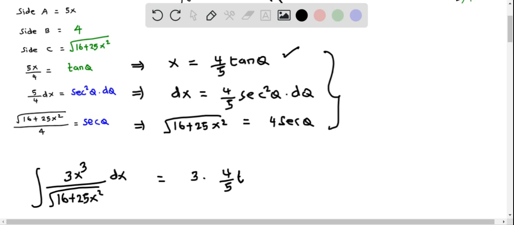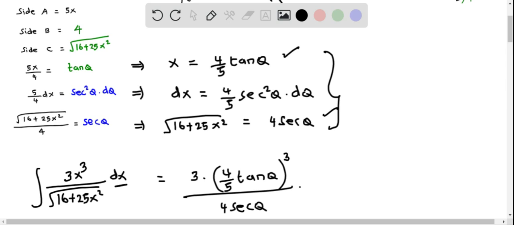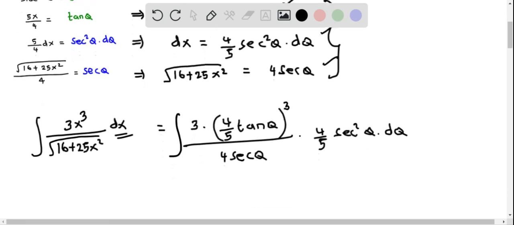So therefore, this becomes 4/5 of tangent q, quantity cubed, over this expression 16 plus 25x squared. I can write it as 4 secant cubed. So this becomes 4 times secant cubed. And then times this dx can be replaced as this expression, that is 4/5 of secant squared q times dq. So we integrate this.